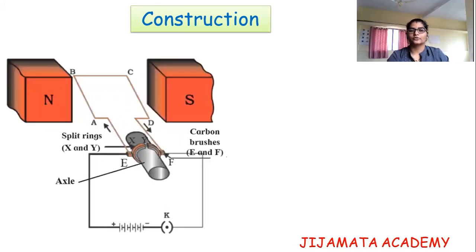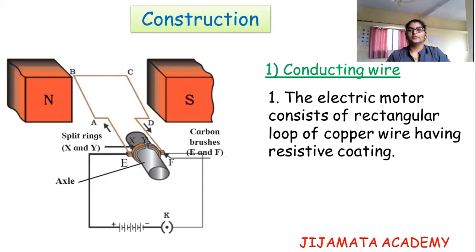Construction of electric motor. While writing construction of electric motor, you have to first draw the figure of electric motor. So first component, conducting wire. The electric motor consists of a rectangular loop of copper wire having resistive coating. It is not a circular loop. It is a rectangular loop of copper wire, and this copper wire has a resistive coating.